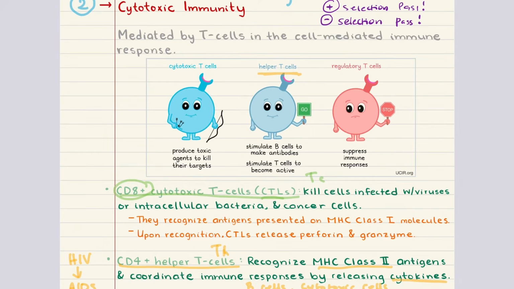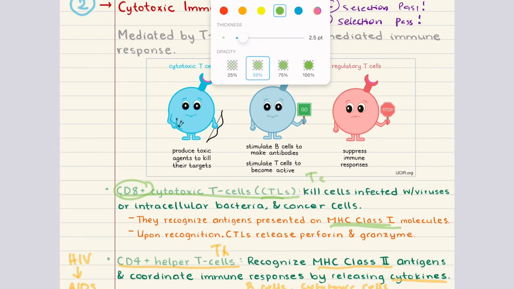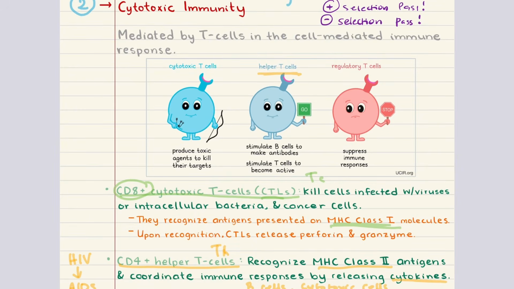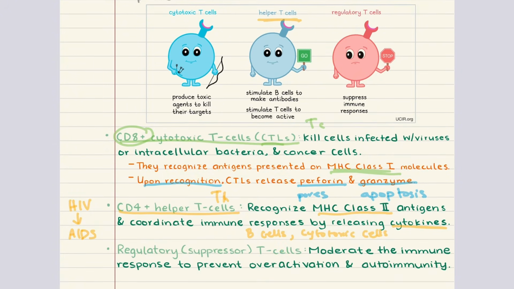They are going to recognize antigens presented on MHC class I molecules, which again are found on all nucleated cells. When a cytotoxic T cell identifies an abnormal antigen display, it releases perforin, which creates pores in the target cell membrane, and granzymes, which trigger apoptosis or programmed cell death.